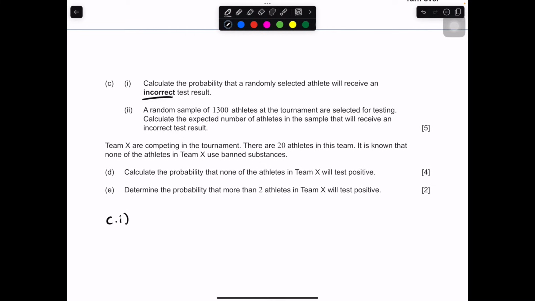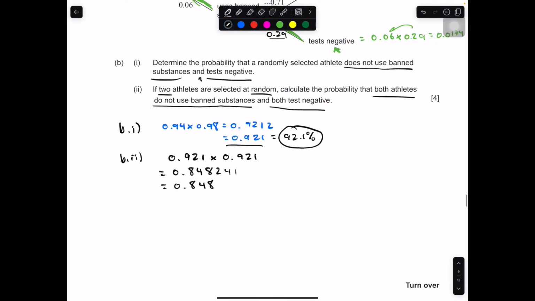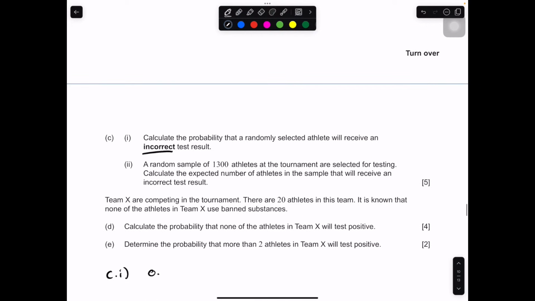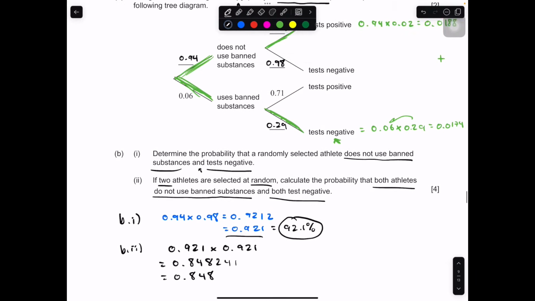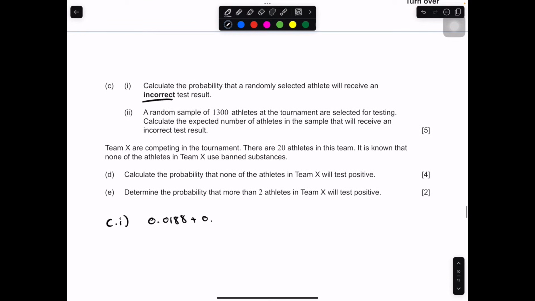C1. So that would be 0.0188 plus 0.0174. This would be the total number of people that take part in these tests and receive an incorrect result. What do we have? We have 0.0362. Or if we wanted to write this as a percent, 3.62%. IB is fine with fraction, decimal, or percent on probability.